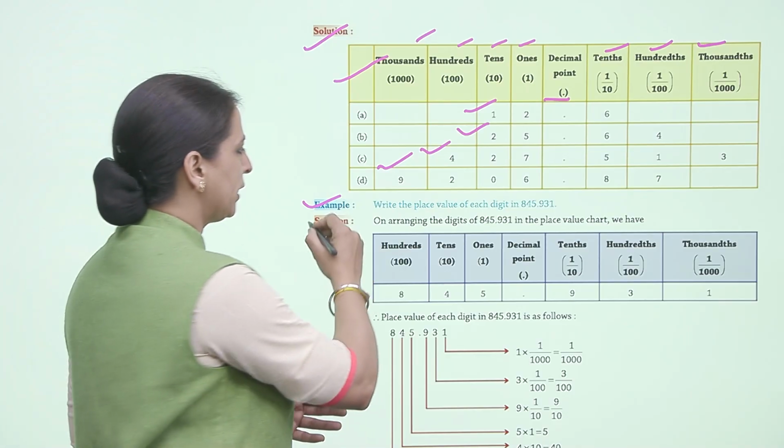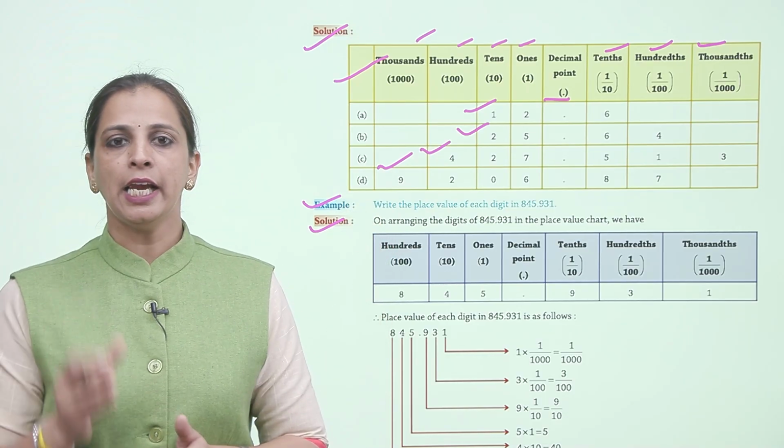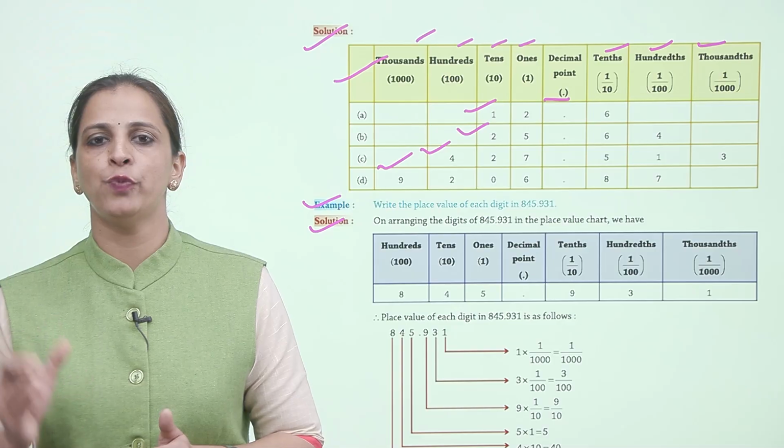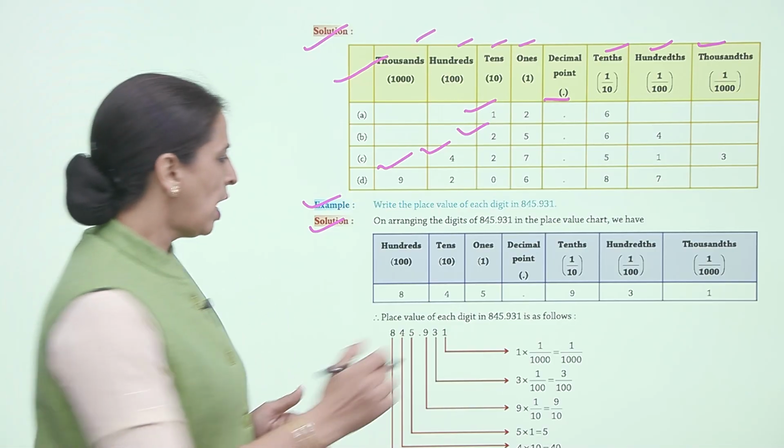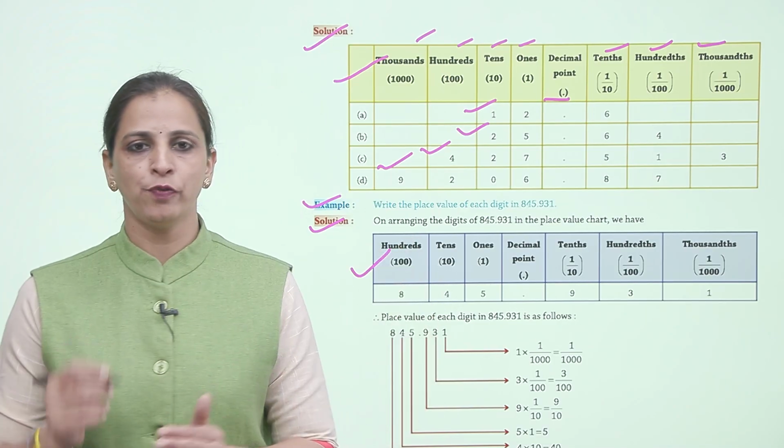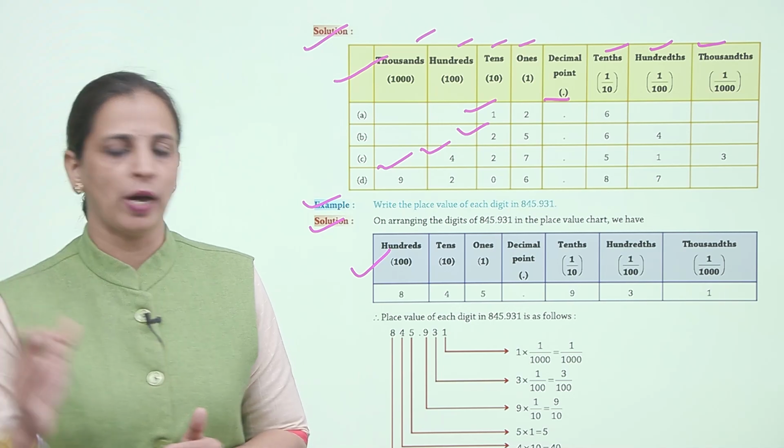Now next example, write the place value of each digit in 845.931. Solution करते हैं. On arranging the digits 845.931 in the place value chart we have, हमने place value chart में लिखा 845.931.